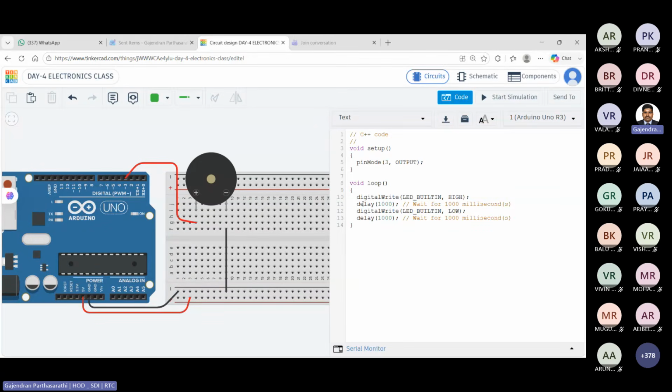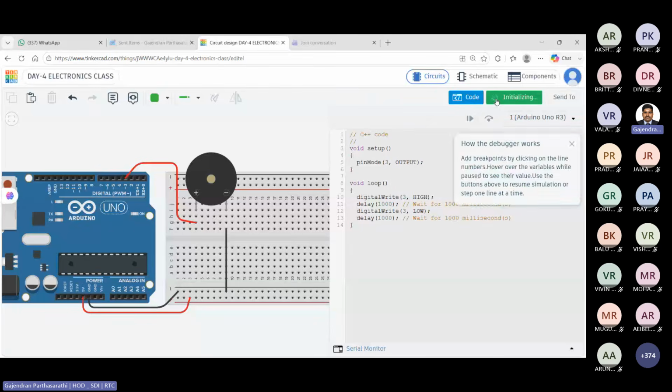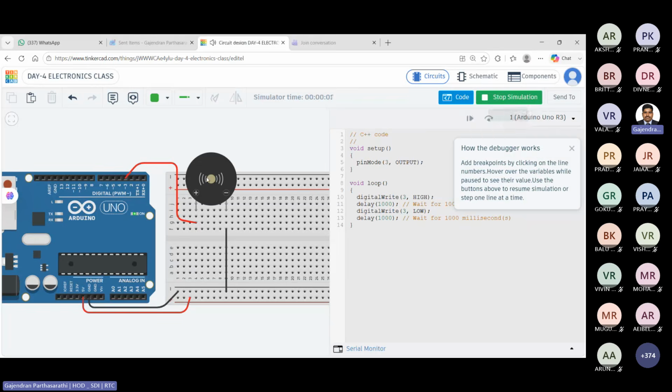Then come to the loop part. In the loop part, if I am using digital write, what is the output we will observe? Later we will go with the analog. Now I am going to do the same blinking code and start the simulation. Now I am getting only 2 levels, 0 and 1.